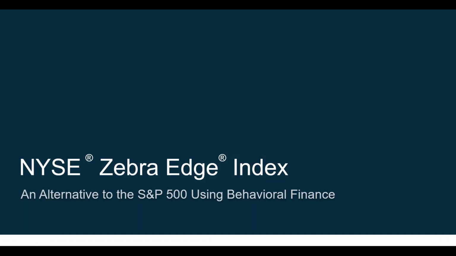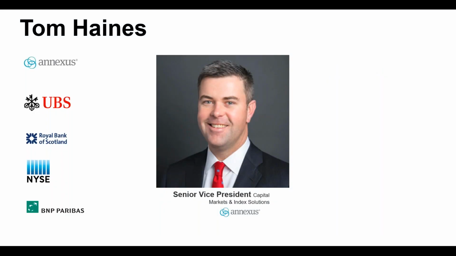So in the next couple minutes, we're going to turn this over to John Elder, and we're going to talk about the Zebra Edge, which is an alternative to the S&P using behavioral finance, created by Tom Haines, and uses the strategy of Robert Ibbotson. So John Elder.